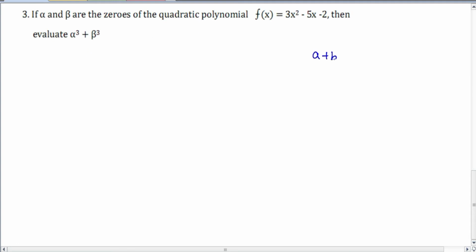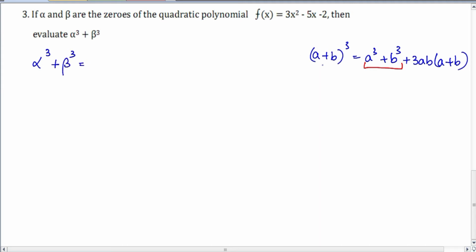So we have the formula for alpha cube plus beta cube, right? We need to use sum and product only, and we know the formula: a plus b whole cube is equal to a cube plus b cube plus 3ab into a plus b. This is our standard formula. Here we need a cube plus b cube. To know this, we need to send 3ab into a plus b to the LHS, which is going to become negative.